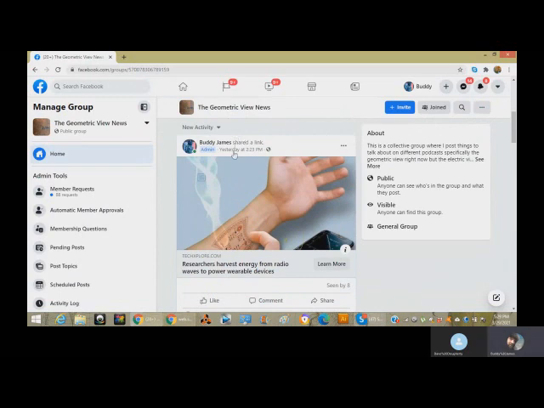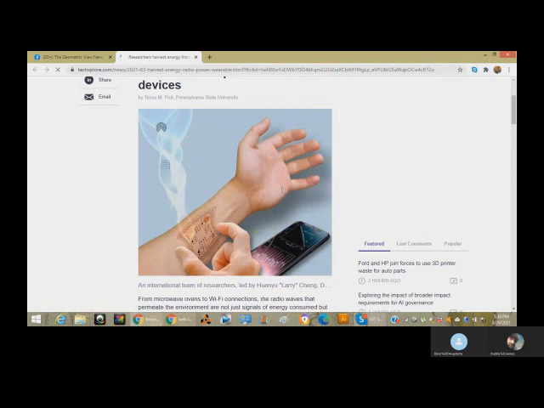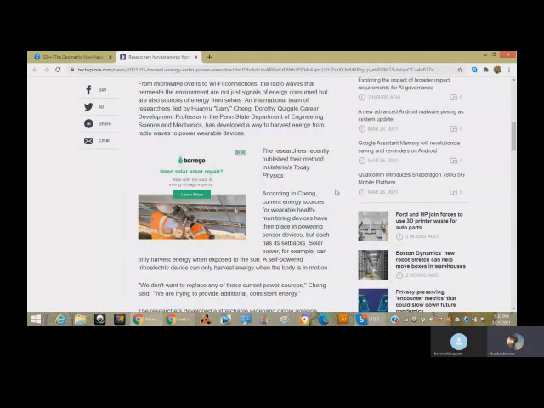Researchers harvest energy from radio waves to power wearable devices. Now this is sweet. Published in Materials Today Physics, and this is an article from techxplore.com. According to Sheng, current energy sources for wearable health monitoring devices have their place in powering sensor devices, but each has its setback. Solar power, for example, can only harvest energy when exposed to the sun.